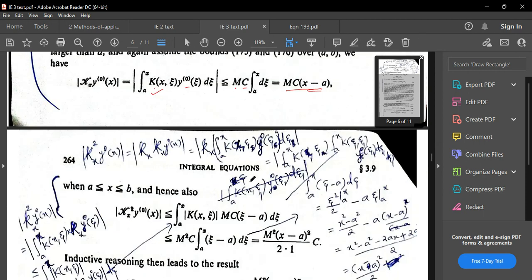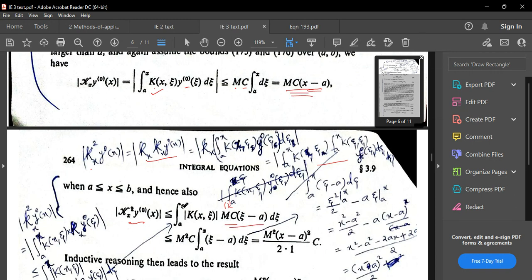So next, K squared of y naught will be this one, and yes, similar to the earlier step, we will end up here. So K2 of y naught will be less than or equal to mod K of xi into this modulus of K1. This modulus of K1 is less than M C into (psi minus a), which we have calculated.